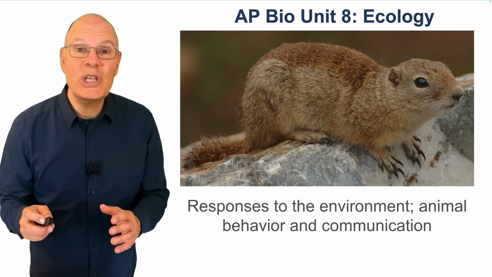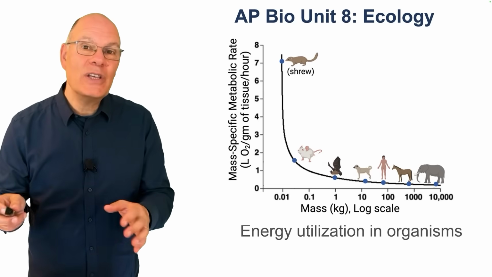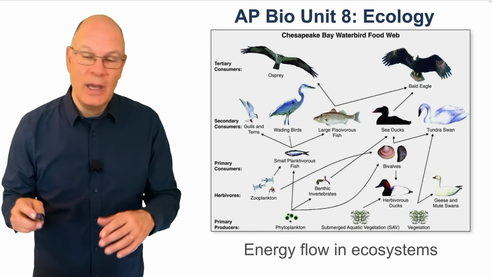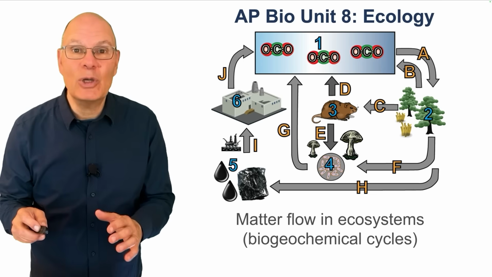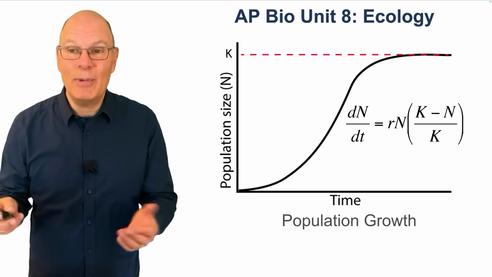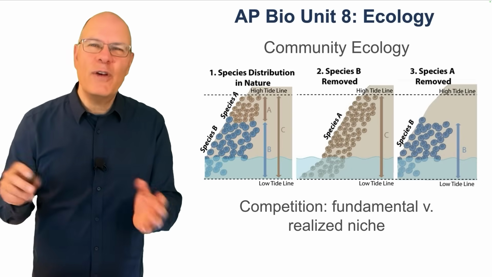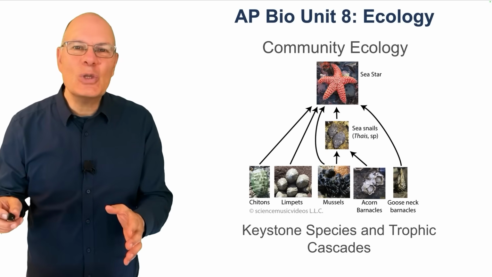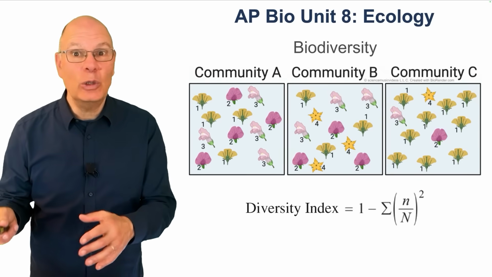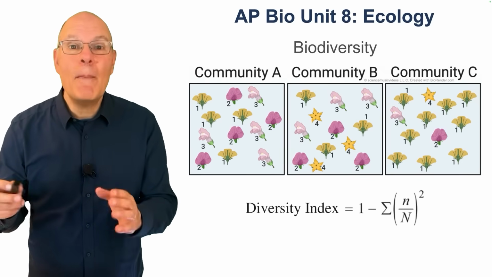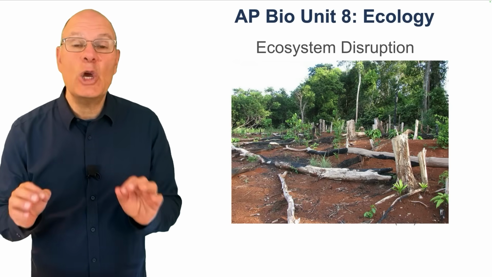We're going to start with responses to the environment. That'll include some case studies related to animal behavior and communication. That'll move us on to energy utilization in organisms, then energy flow in ecosystems, and then matter flow in ecosystems, biogeochemical cycles. Then population growth with its population growth formulas, followed by community ecology, where we'll look at topics like competition, fundamental niche versus realized niche, keystone species, and trophic cascades. That will take us to the topic of biodiversity, which will include looking at another mathematical model, the Simpson Biodiversity Index, how you can calculate it for various communities, and then we'll end with the topic of ecosystem disruption.